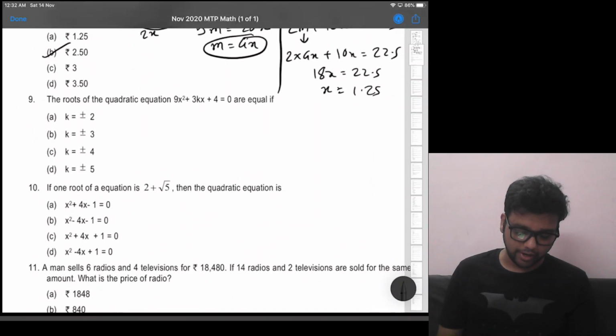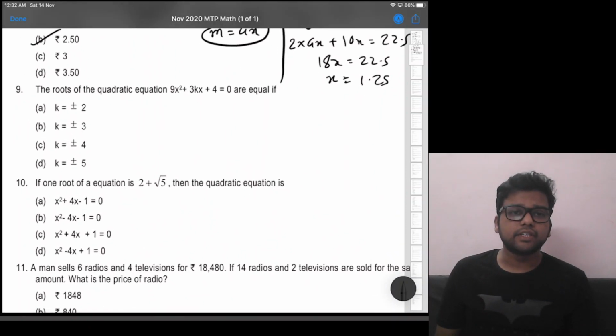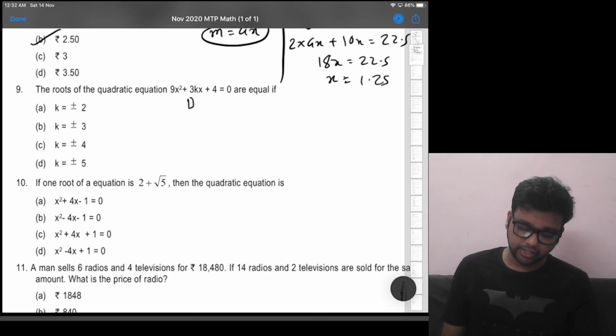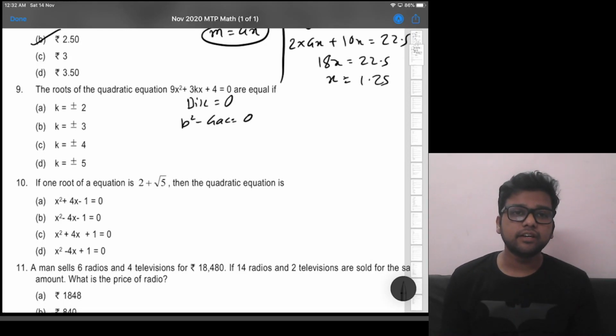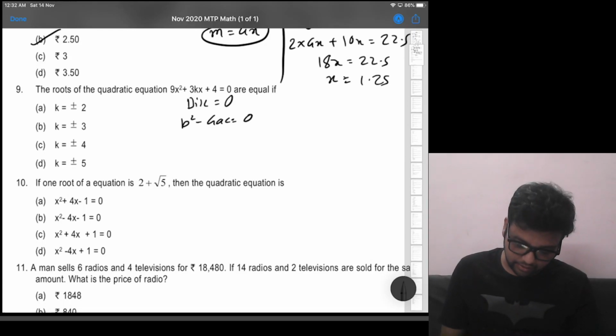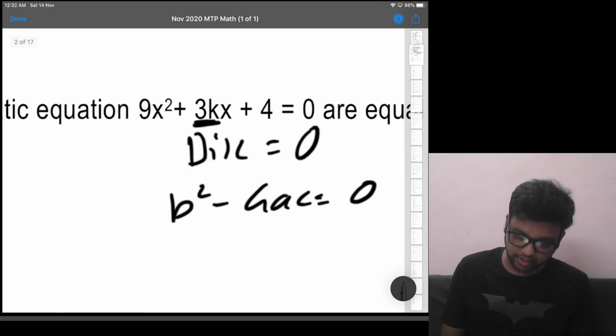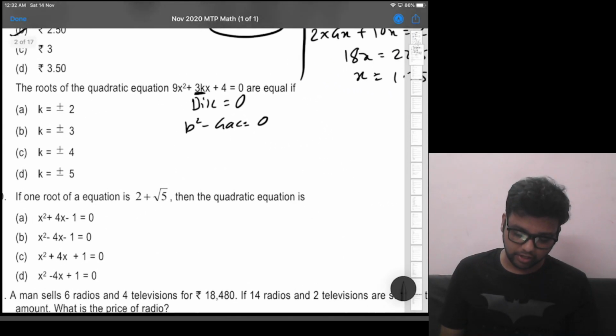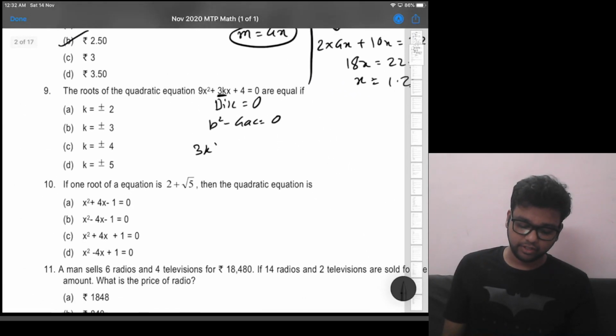Next, quadratic. Roots of quadratic equation 9x square plus 3kx plus 4 is equal to 0 are equal. We know that roots are equal if discriminant is equal to 0. That means b square minus 4ac is equal to 0. What is b here? 3k is b, right? This 3k is b part. So b square will be what? (3k) square minus 4 into a into c is equal to 0.